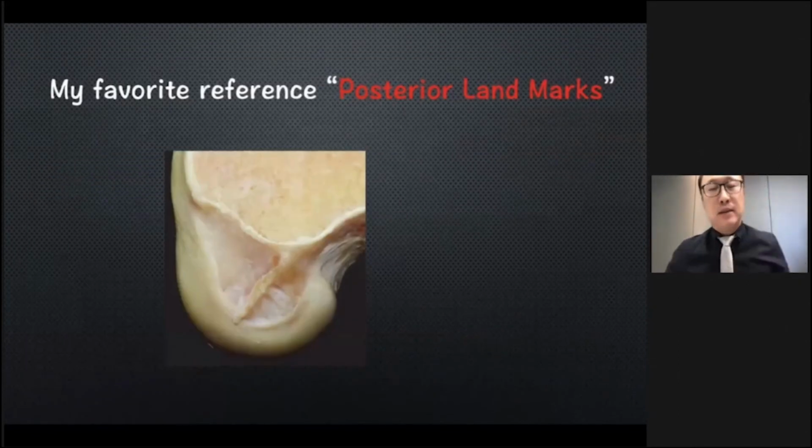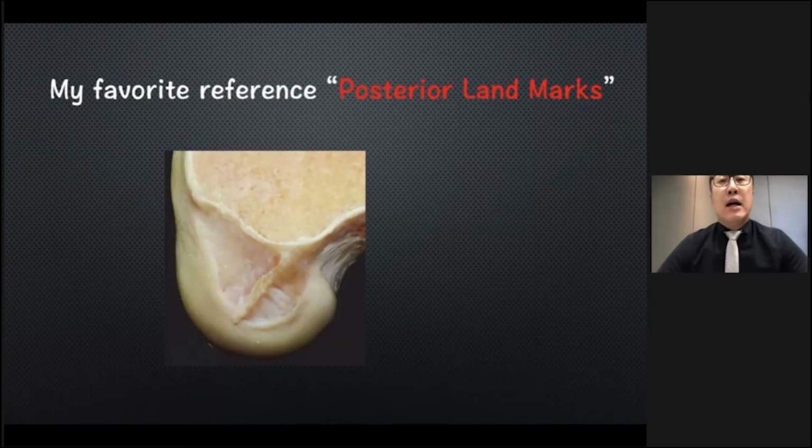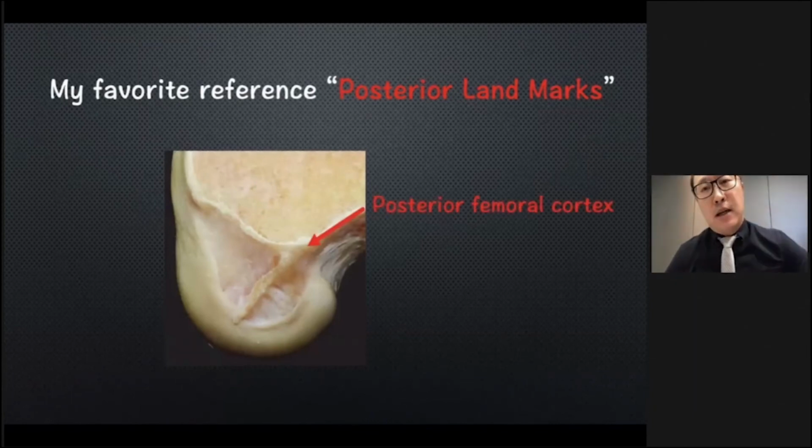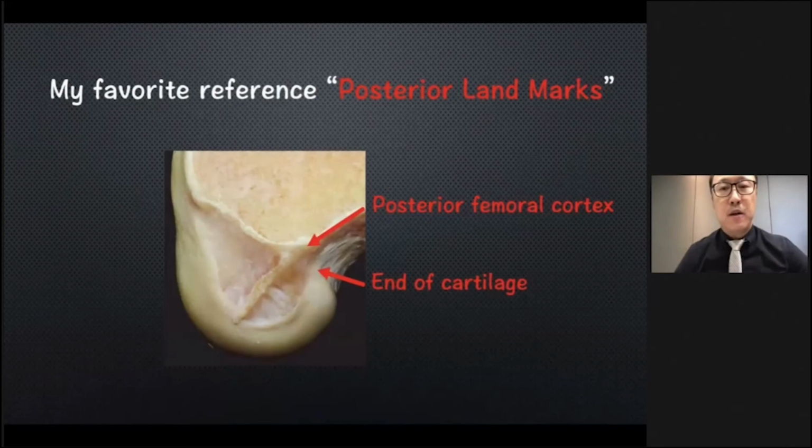So for me, since about 7 years ago, I like to use the posterior landmark to help me recognize the femoral tunnel. There are two landmarks I use. One is the posterior femoral cortex, and the other is the end of the cartilage of the femoral condyle. Why do I use these two landmarks?